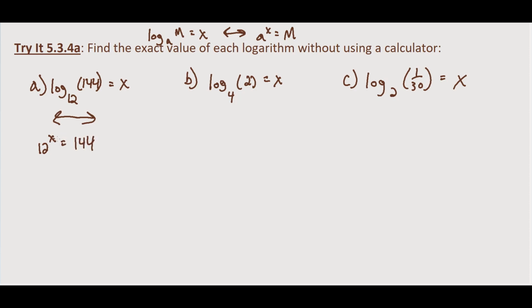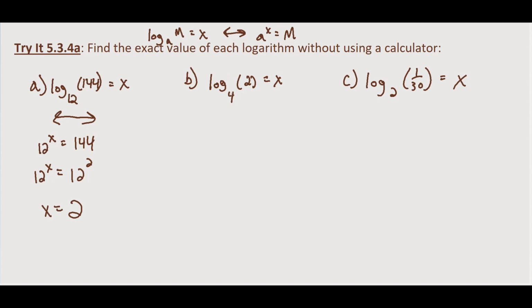Now we could just recognize 12 squared equals 144, or we could use the technique of putting it in the same base. So 12 to the x equals 12 to the 2, 12 squared. So therefore the bases are equal, so the exponents are equal, and x equals 2.